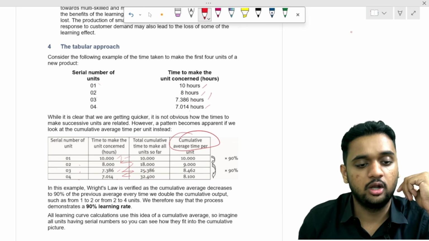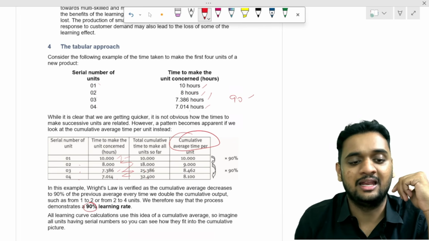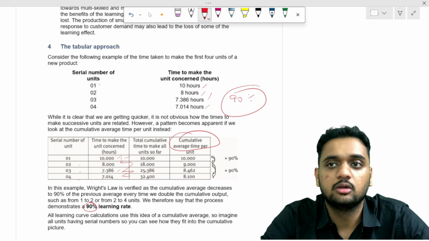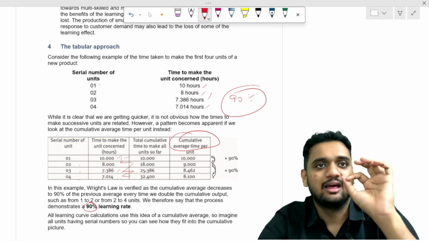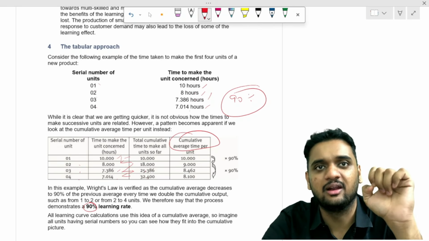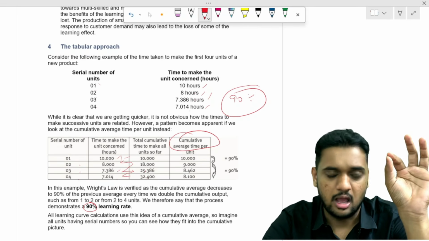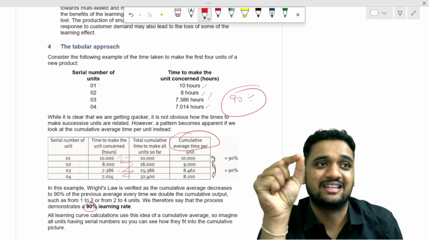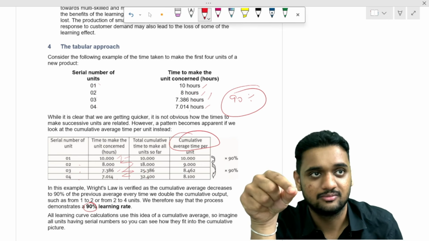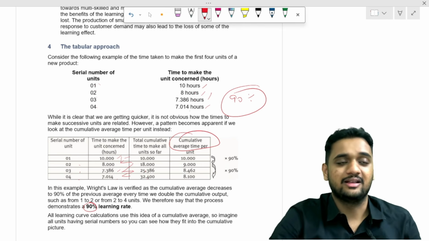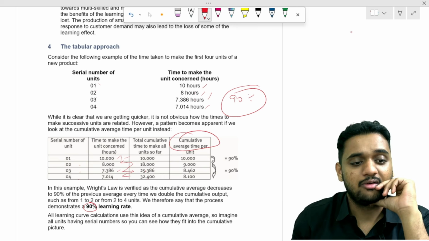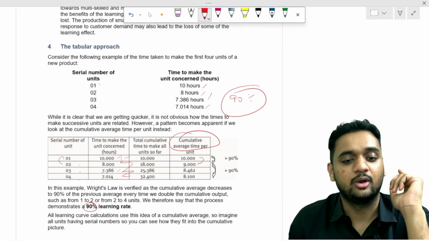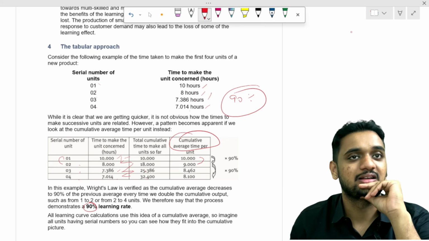Now, in the question they told us the learning curve is 90%. Wright's law. You tell me, look at me. Wright's law, what did I tell you happens in Wright's law? As the units keep on doubling, what will happen? Cumulative average time reduces by a respective percent. It's 90%. Now you see, when units go from 1 to 2, cumulative average time becomes 10 into 90%, 9 hours.